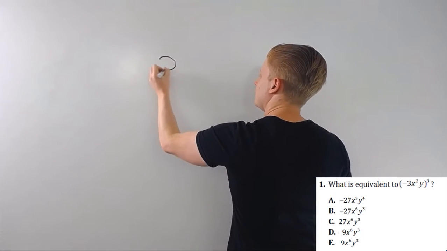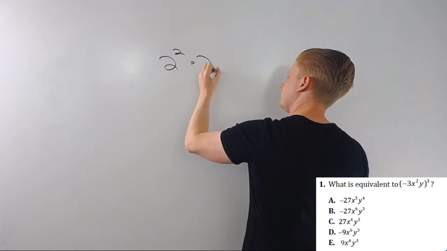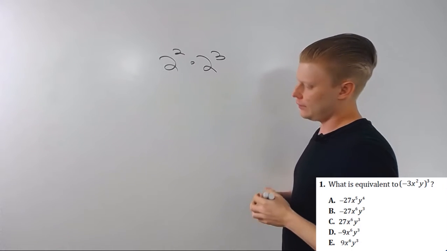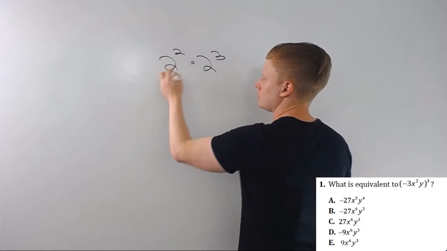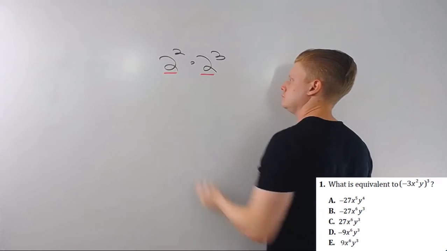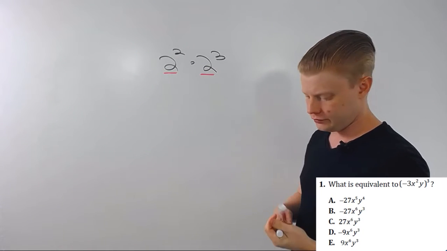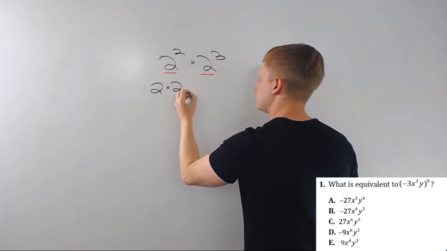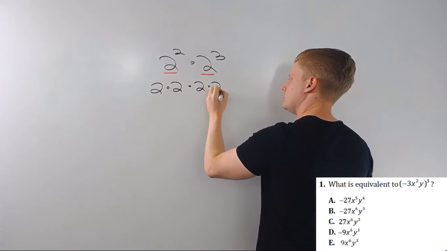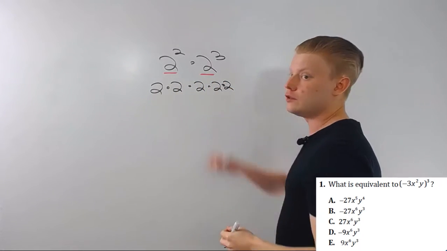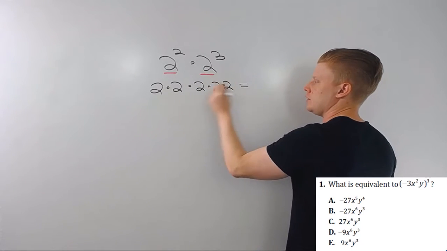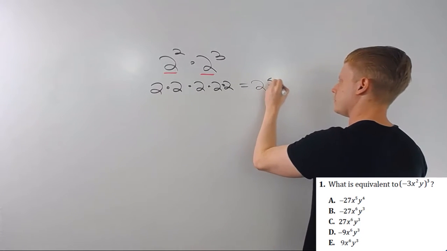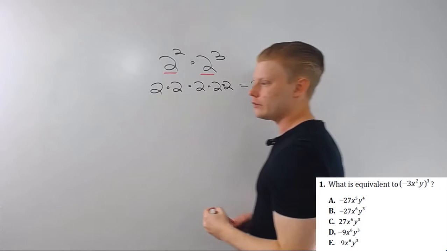Let's say I have 2 squared times 2 squared. No, 2 to the third. Let's make it a little different. These exponents have the same base, right? 2 and 2. So I could rewrite this as 2 times 2 for the 2 squared, times 2 times 2 times 2 for the 2 cubed. And that would be 2 to the 5th, which is, incidentally, 32. You can check that in your calculator if you want.